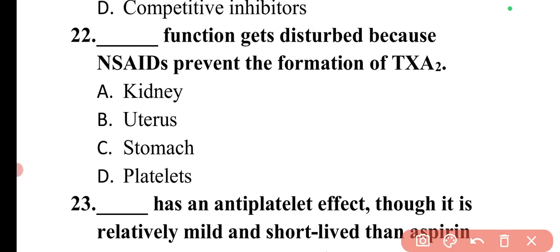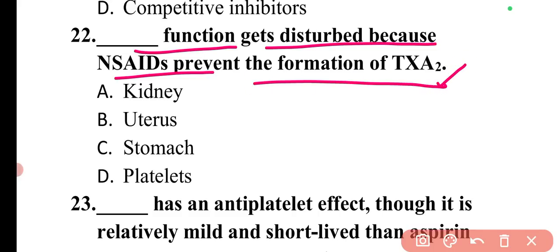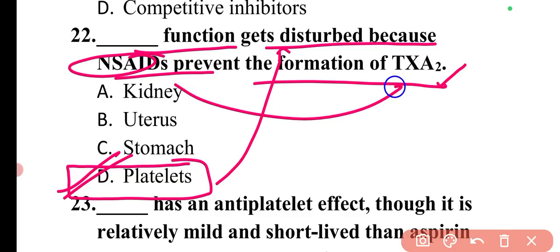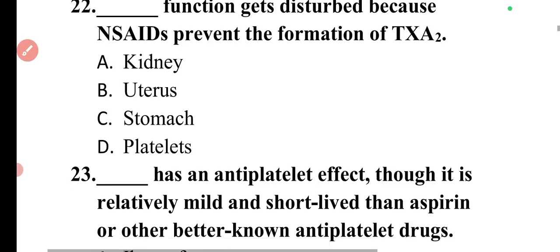Next question is, dash function gets disturbed because NSAIDs prevent the formation of thromboxane A2. So basically the platelet function mostly gets disturbed because NSAIDs prevent the formation of thromboxanes. Then moving to next question.